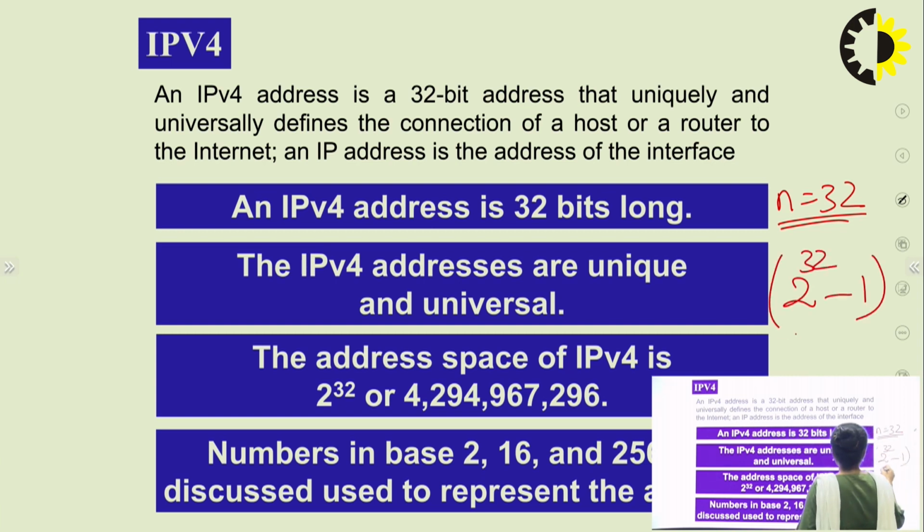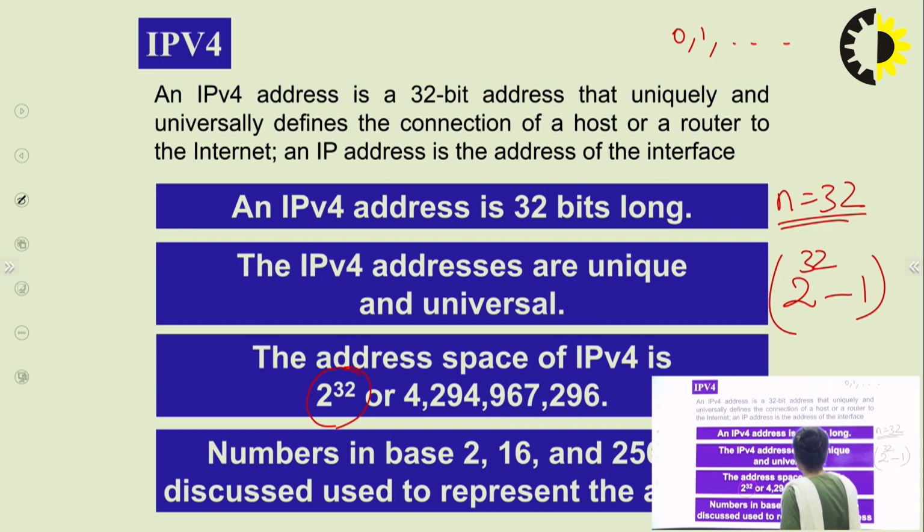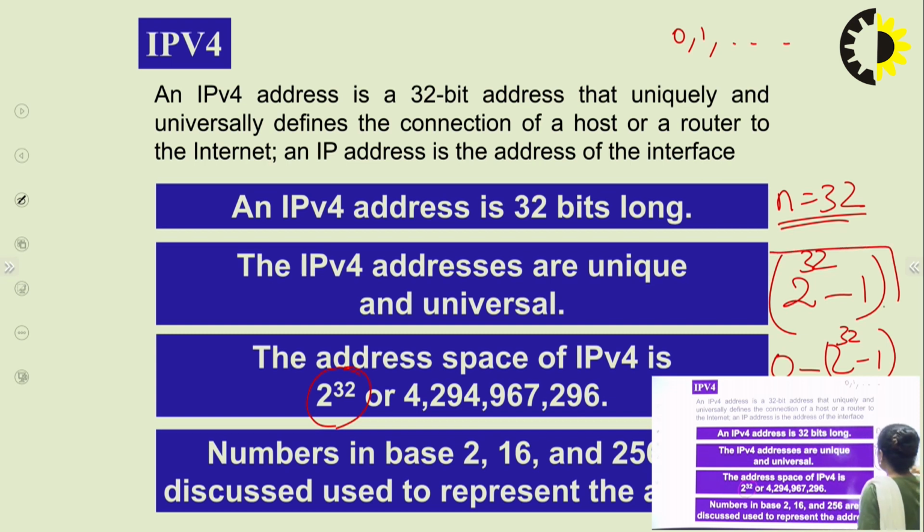Why minus 1? Because the addressing starts from 0, 1, 2 and so on. So the total number of values is 2 to the power 32, and the addressing scheme goes from 0 to 2 to the power 32 minus 1. This is the final value, or the final address, of that particular range.